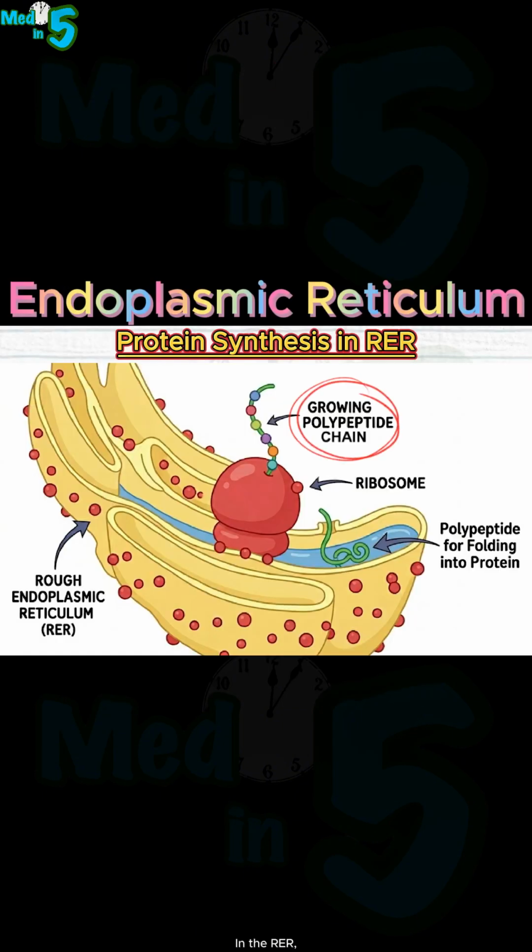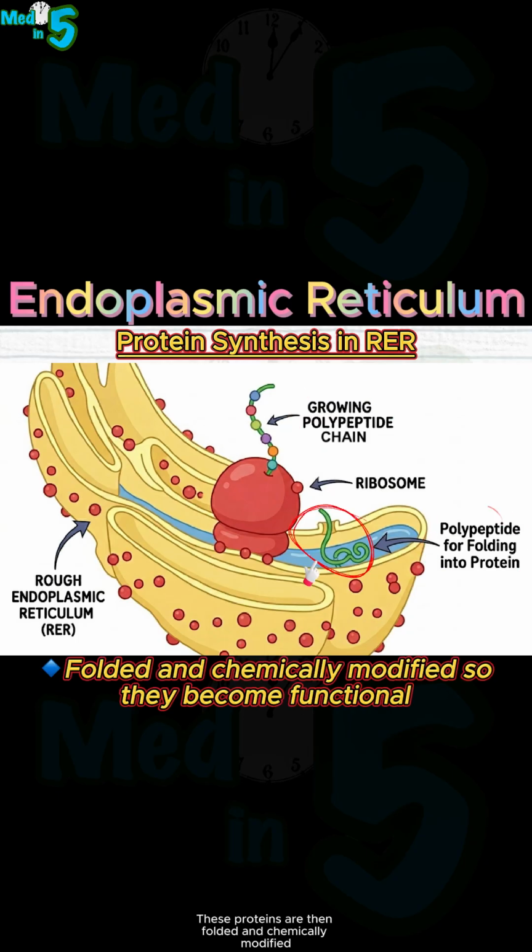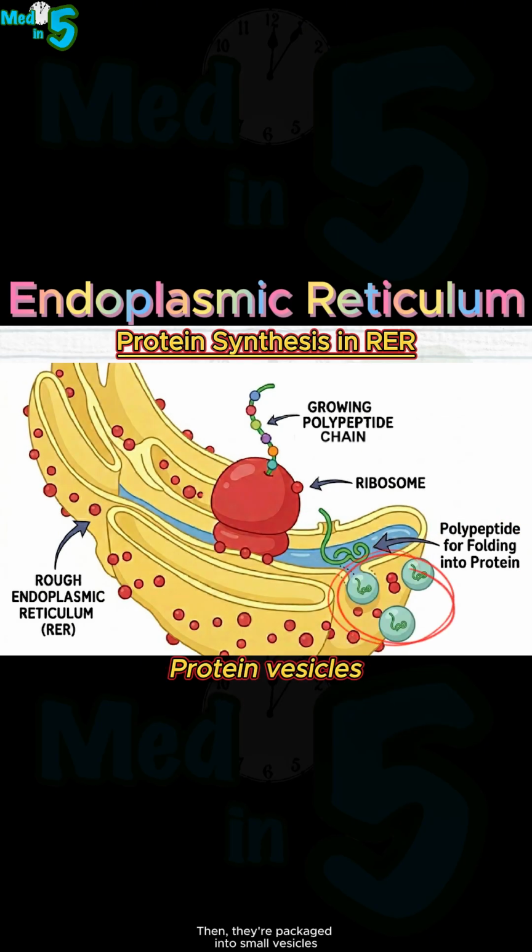In the RER, cells build proteins by linking amino acids together. These proteins are then folded and chemically modified so they become functional. Then, they're packaged into small vesicles for transport to other parts of the cell, or for secretion outside the plasma membrane.